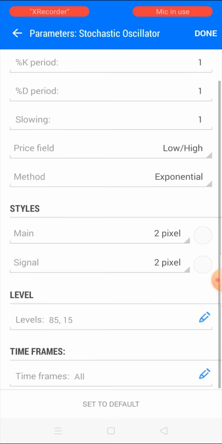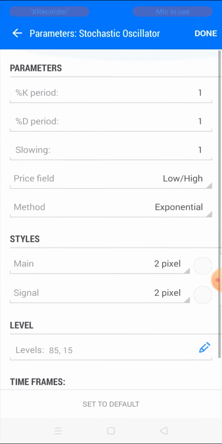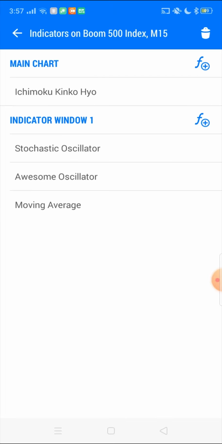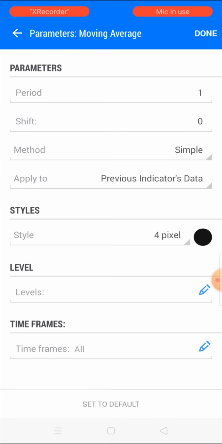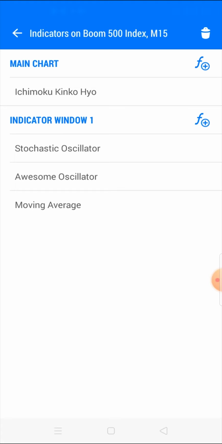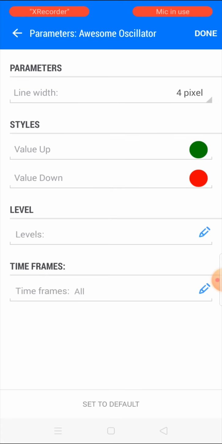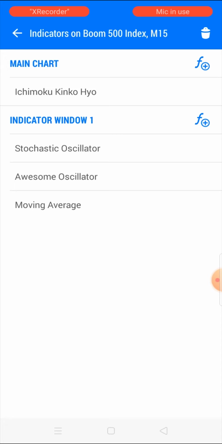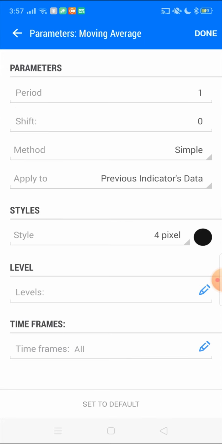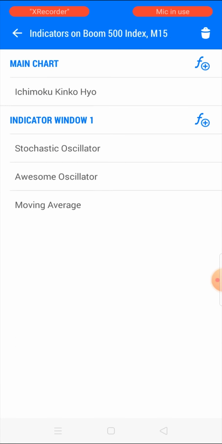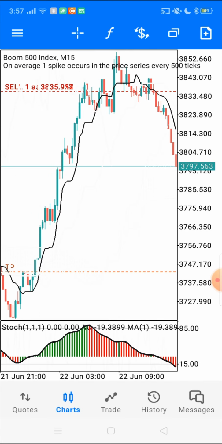You simply set it up and click done when you're done with that, and then add the awesome oscillator and the moving average. Just go ahead and add the awesome oscillator first. This is the setting. You can see, just simply do that and click done, and then this is the moving average setting. Once you're done with this, just click done and you have your chart appear this way. All right, once the chart is like this, you are good to go.